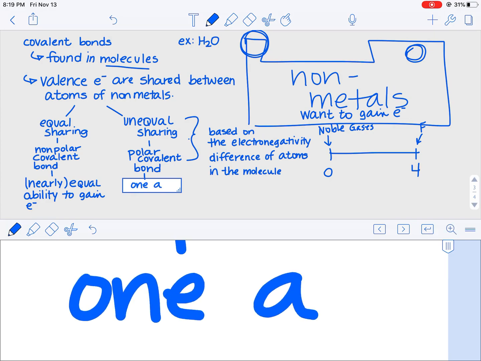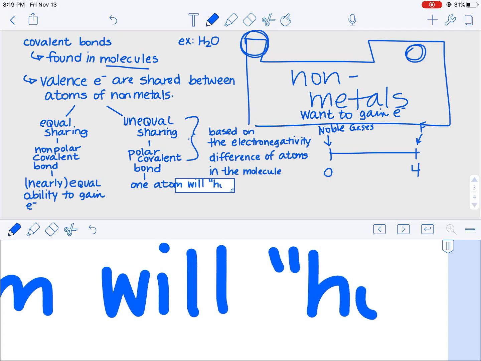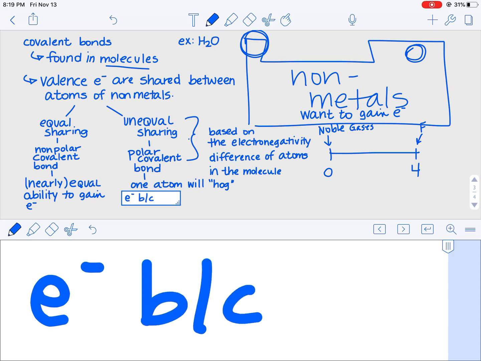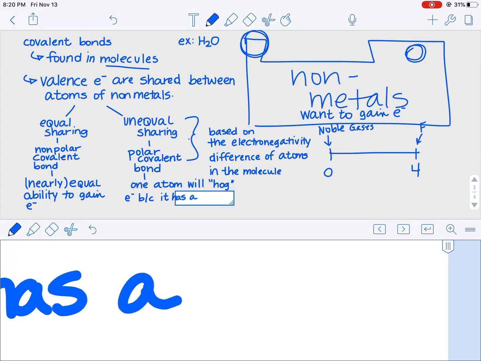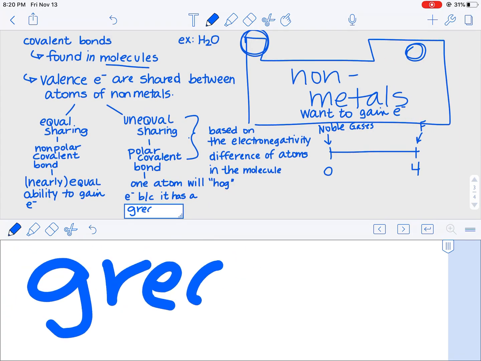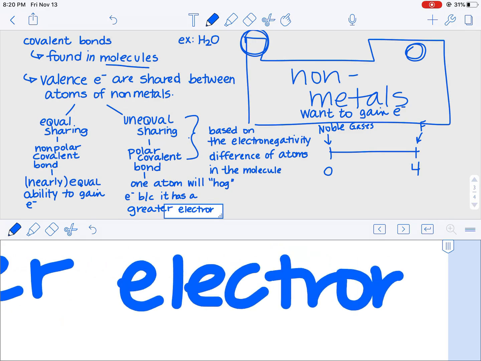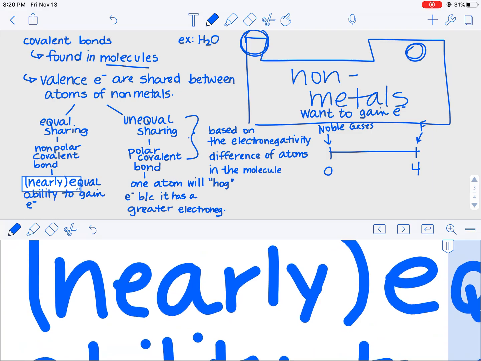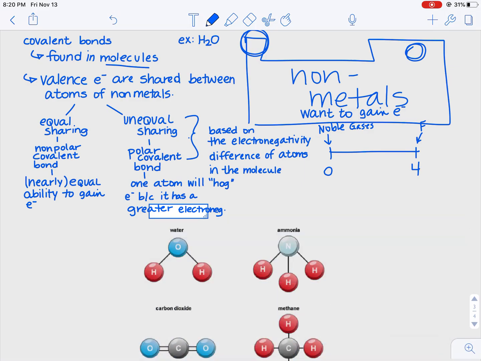Hopefully it helps you. But to try to describe in words what the polar covalent bond means, it means that the one atom will hog the electrons because it has a greater electronegativity. So how am I going to know what equal or nearly equal is? Or how will I know when one atom hogs because it has a greater electronegativity?